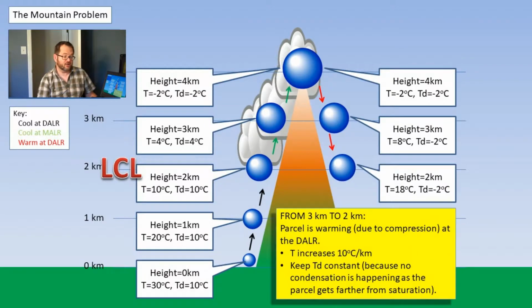We can then go from 3 kilometers to 2 kilometers. Again, I can look at that and say temperature is equal to 8 degrees Celsius. The dew point is equal to negative 2. We are not saturated. This air parcel is not saturated. Therefore, we are warming. We're not changing the dew point, but we are increasing its temperature by 10 degrees Celsius per kilometer. So now we're at 18 degrees Celsius.